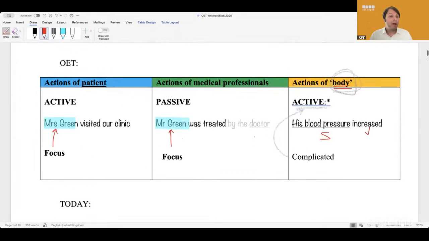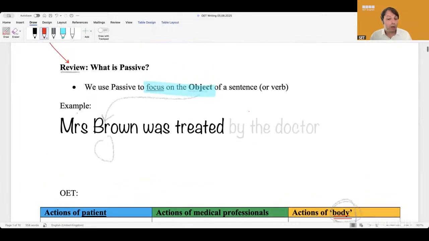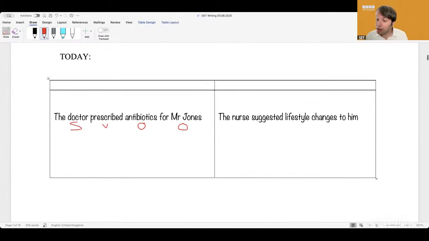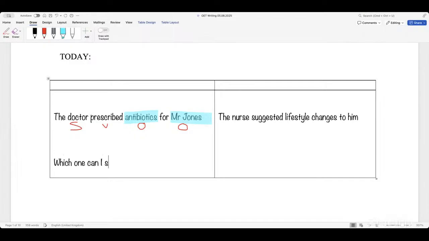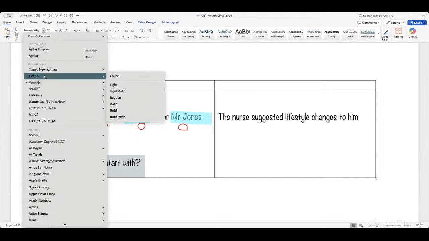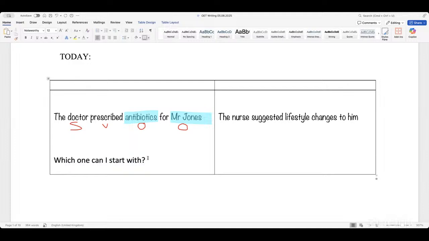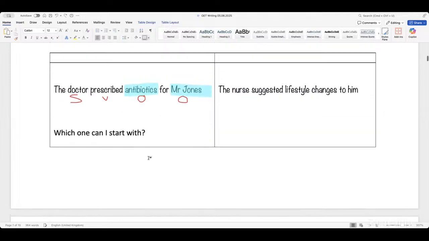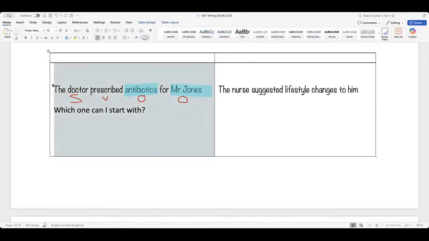And we said, remember, passive, we start with the object, right? We have to start the sentence with the object. So which object do we start with? Do we start with this one, or do we start with this one? Kadriya, which one? Actually, we can use both of them, I think, because antibiotics was prescribed for Mr. Jones, or Mr. Jones was prescribed antibiotics. We can say both of them.